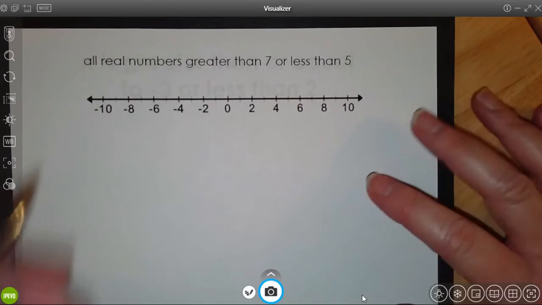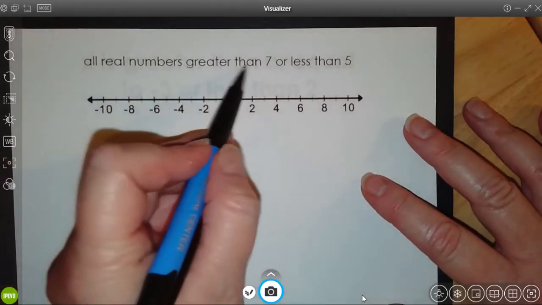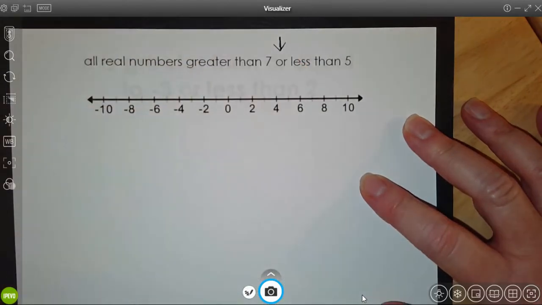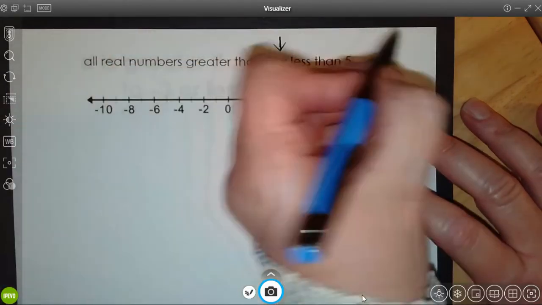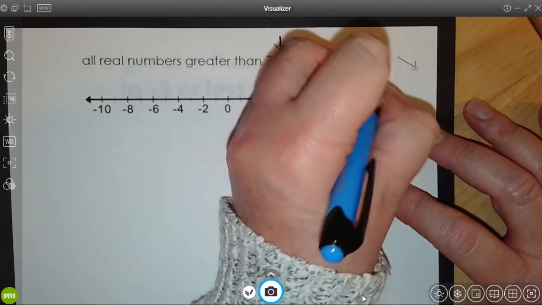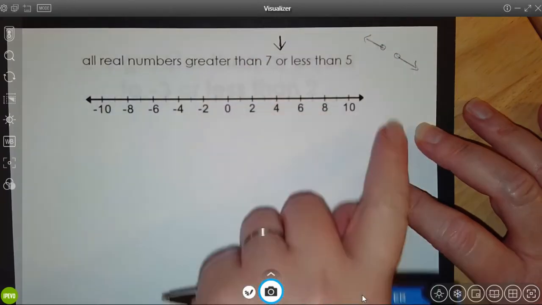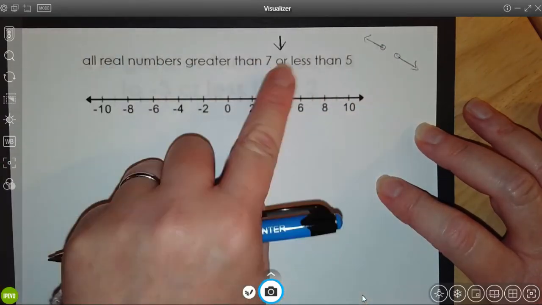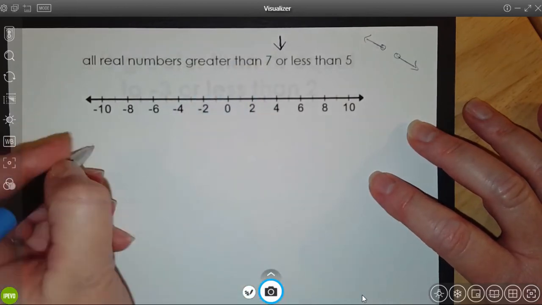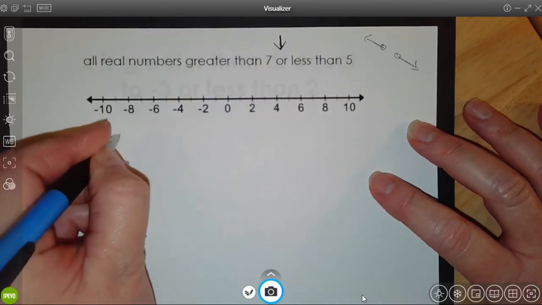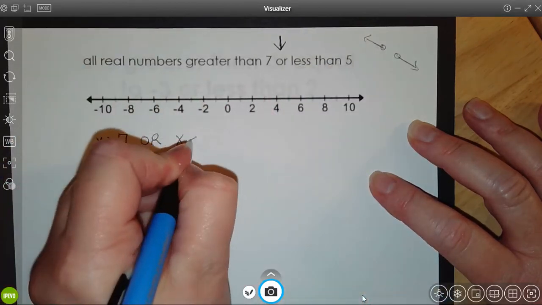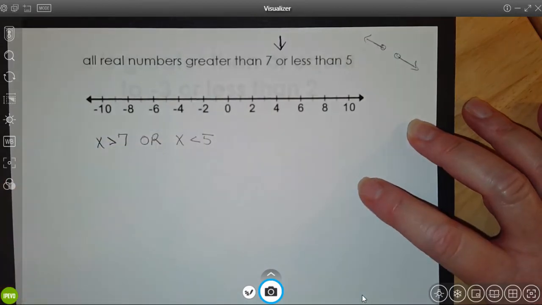So what about this one? This one says all real numbers greater than 7. Here's my clue word, or less than 5. Since this says or, I'm expecting a number line that goes out to the sides. Maybe I've got an open circle, maybe I've got closed, but I'm expecting this since it says or. So let's try that. Greater than 7. X is greater than 7 or less than 5. X is less than 5.